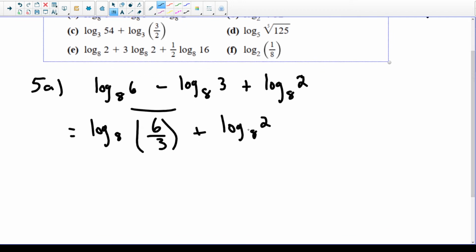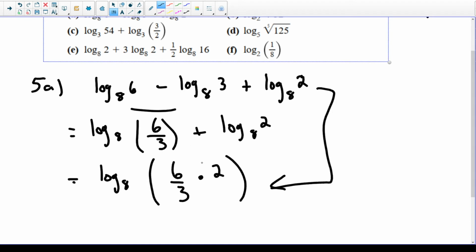But I want to try to lead you towards being able to do this all in one step. So what would happen now when we have these two together? Well, what does an addition become? An addition becomes a multiplication, right? So you could have skipped that middle step and gone directly to this. And yes, you could have done the 6 divided by 3 in your head, but if you want to show all of the steps, that's the way it would look, okay? So now we know that the answer is going to be log base 8 of 4, right?